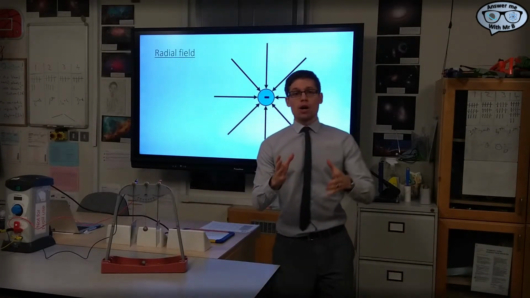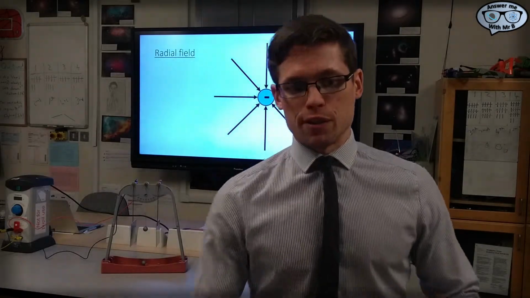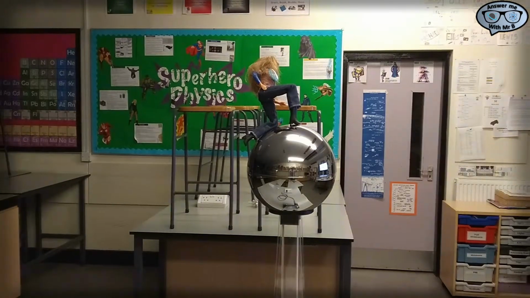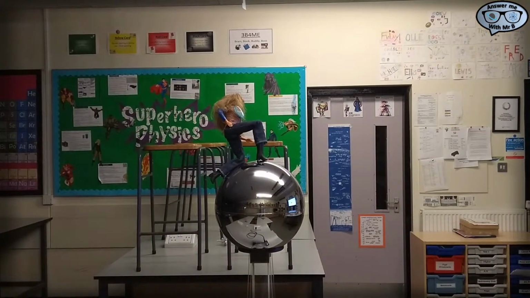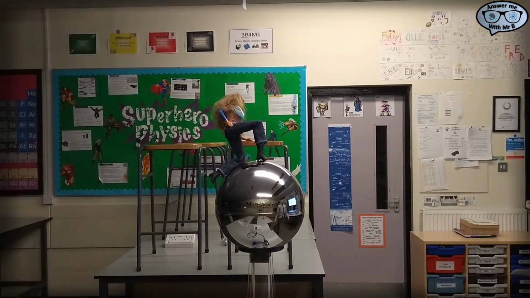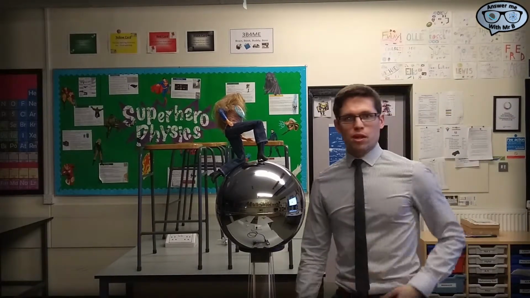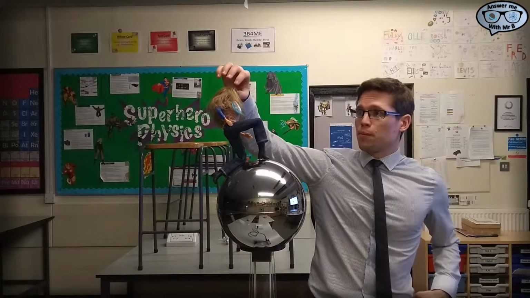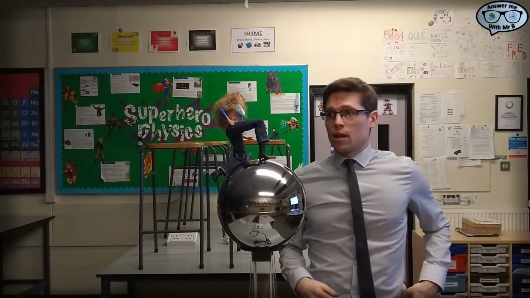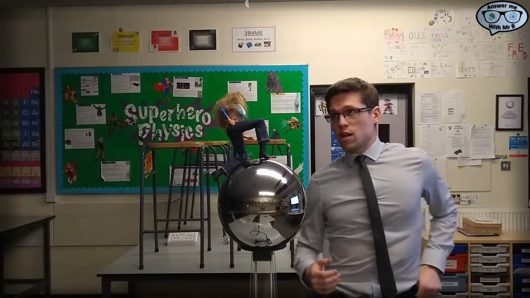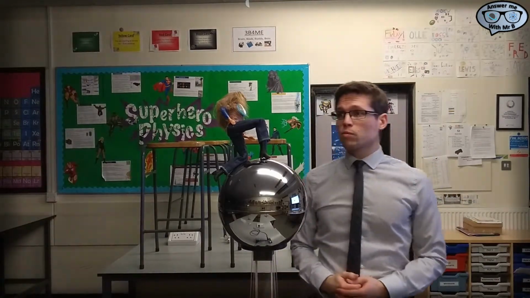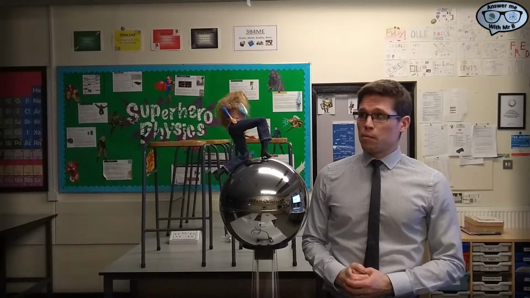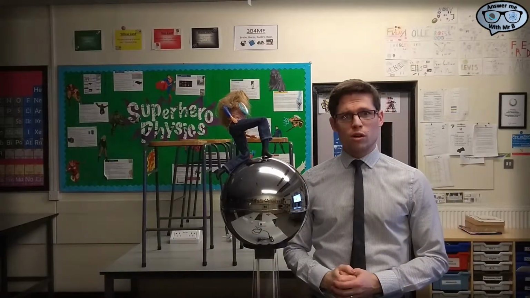Let me now show you an example of a radial field. And so for that, we use our old friend, the Van de Graaff generator. Now you might notice something rather odd on top of this Van de Graaff generator. Yes, it's a Barbie. And as you can see, this Barbie is at the height of fashion. Well, second only, of course, to myself. But nevertheless, I think it's important that we show her respect.